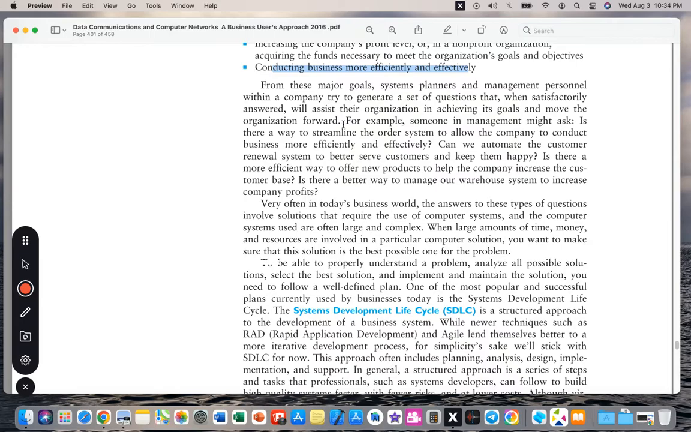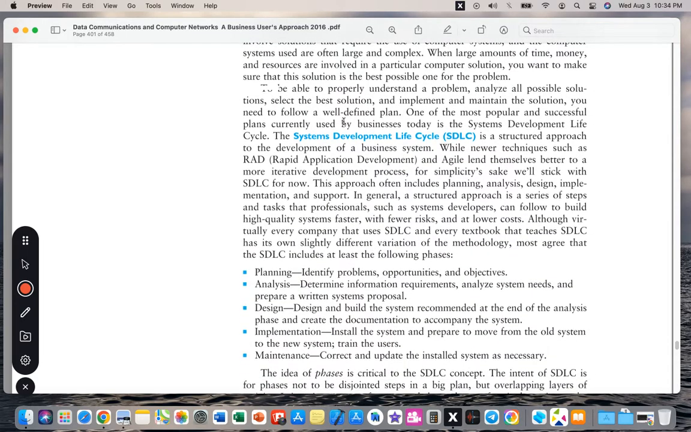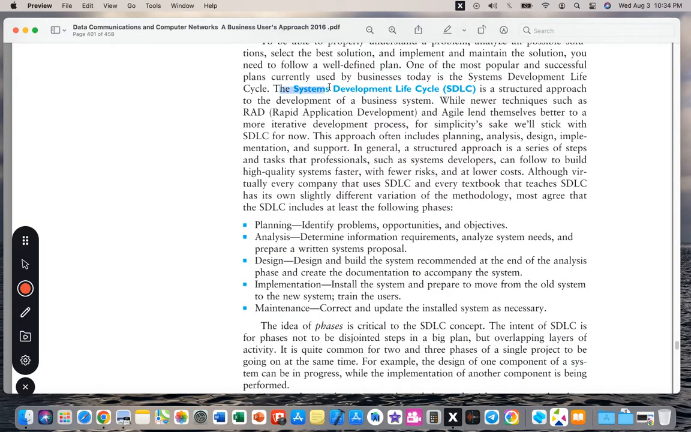For these major goals, system planners and management personnel within a company try to generate a set of questions that, when satisfactorily answered, will assist their organization in achieving its goals and move the organization forward. The System Development Lifecycle, SDLC, is a structured approach to the development of a business system.